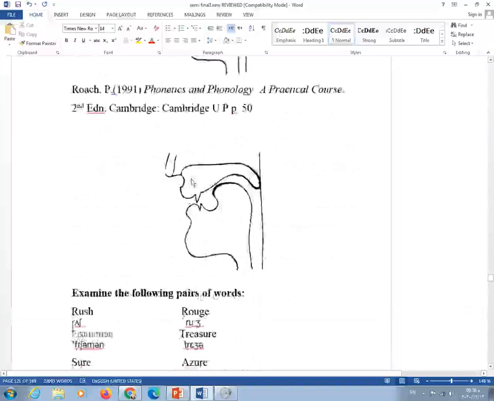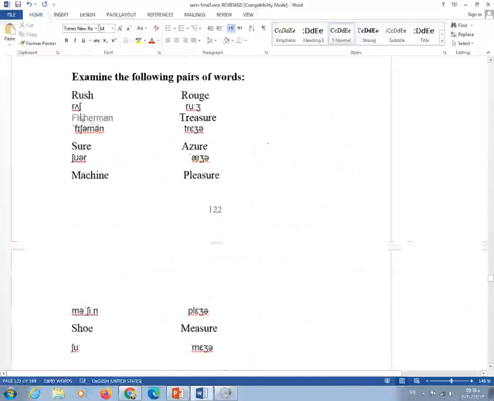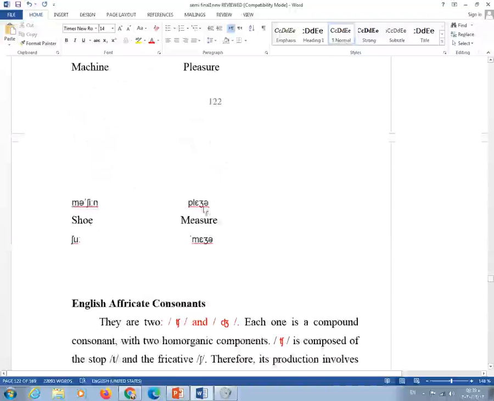Let's examine: rush, rouge, fisherman. Don't say fisherman. Stress the first syllable. Fisherman. Treasure. Don't say treasure. Treasure. Sure, azure, azure, machine, pleasure, shoe, measure.